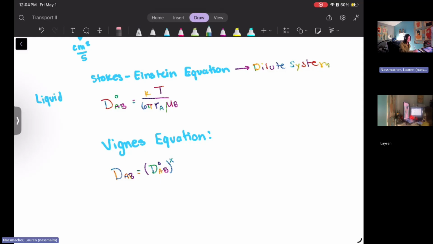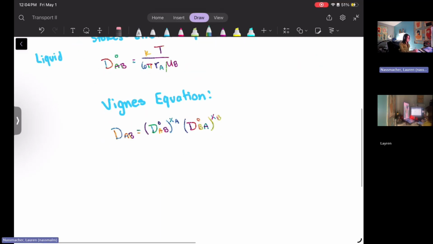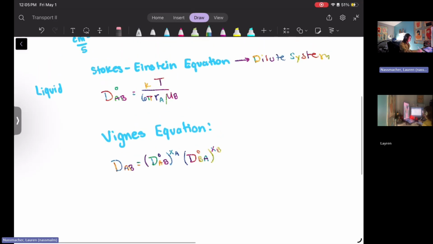So let's say for this diffusion coefficient, the less concentrated component is A. So that's going to be the mole fraction of A. And that's going to be multiplied by the diffusion coefficient of BA, infinite of course, to the power of the less concentrated component, which we'll say in this case is mole fraction of B. And that's the estimate of your diffusion coefficient for a liquid. This estimate can then be plugged back into the Stokes-Einstein equation, so you now can find the components for the Stokes-Einstein equation.